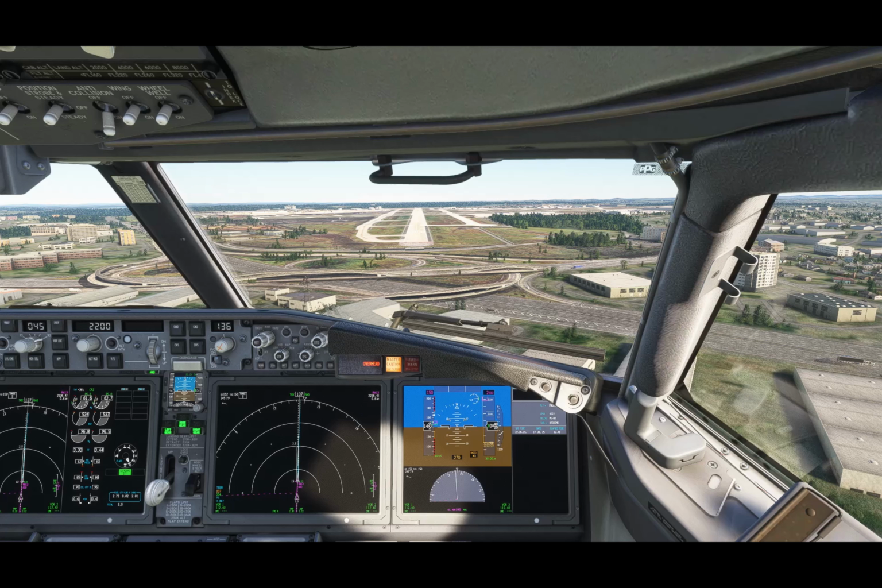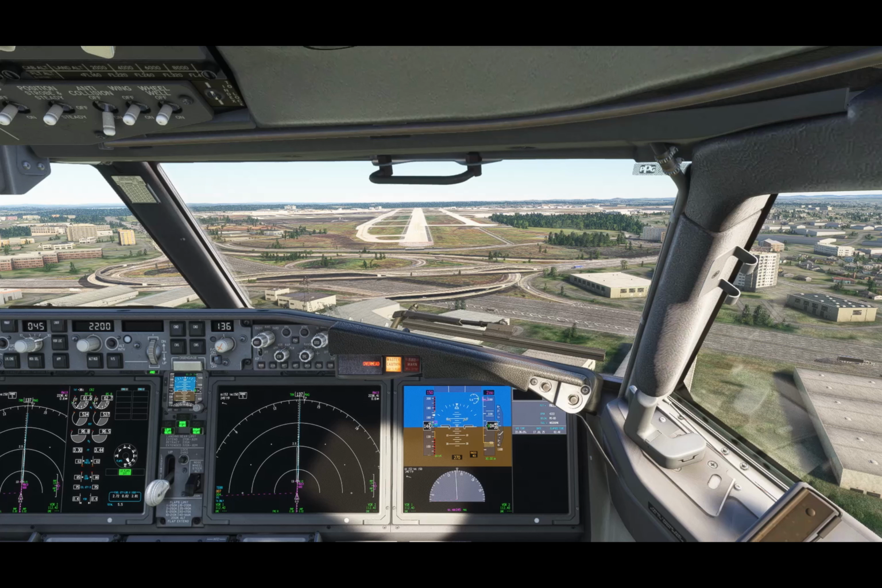This is what it's going to look like. You're going to be high. You're going to think, oh, I want to get lower, but this is what it should look like. You should be this high, about this far out. I've seen some simmers come down really low, but no, this is just about where you want to be on the landing.